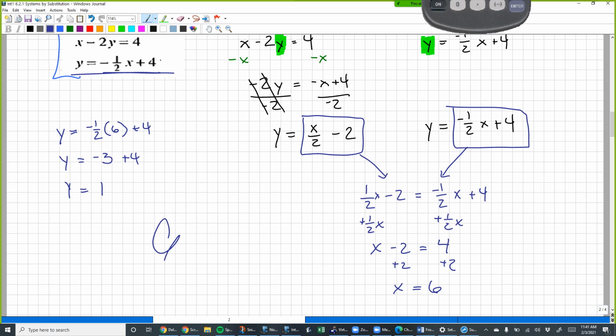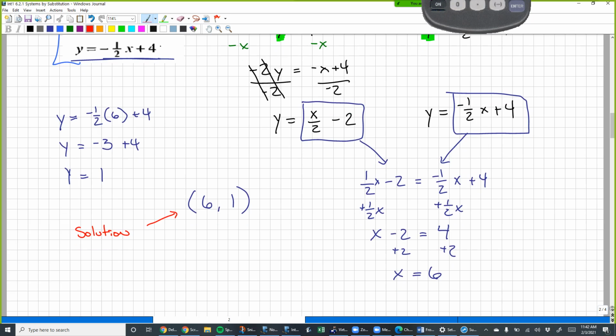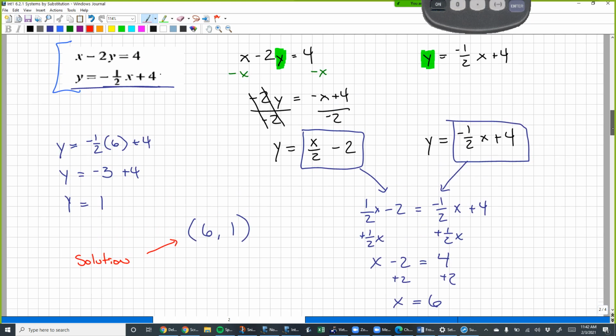1. So what is the x value? What is the y value? We put it in a point. It is (6, 1). This right here is our solution. Now, what does that mean? Because it's a solution, that means that it's something that works for both of these equations. If I plug that solution into both of the original equations up here, they're going to give me a true statement. Let me show you what I'm talking about.